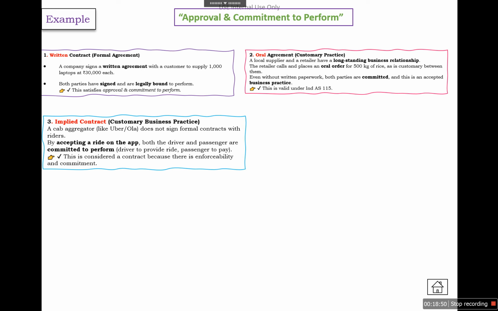There may be an implied contract also. For example, in case of the cabs that we use, Uber, Ola, we do not sign any formal agreement, but by accepting the ride, we are committed to the agreement and we are committed to payment also. So in this case, it is also a form of contract.